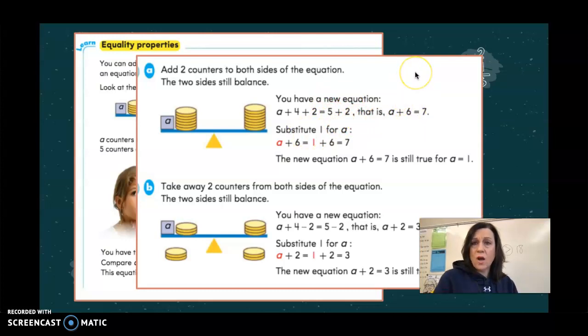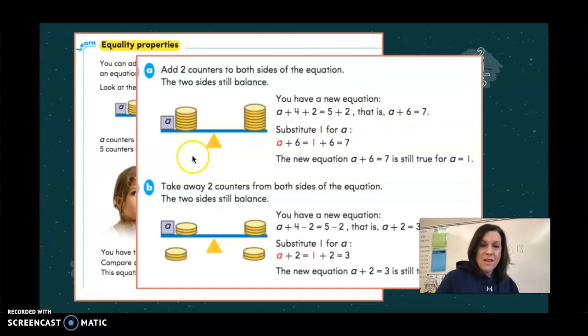So let's substitute 1 for A. So A plus 6 equals 1 plus 6, which equals that 7. Because here's that 7. This is A plus 6. Well, we put a 1 in there. 1 plus 6 is 7. So the new equation, A plus 6 equals 7, is still true for A equals 1.